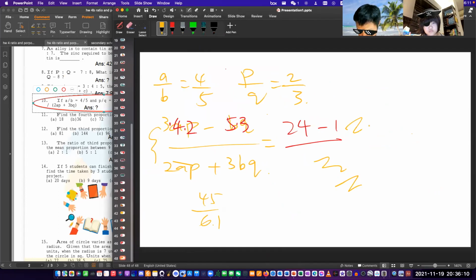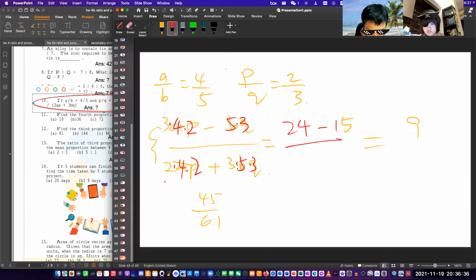Yeah. So you are supposed to get 15 above here. So above you should get 9. And then if you replace your A with 4, and then you replace the P with 2, and then the B with 5, the Q with 3 times. So this is going to be 16 plus 45. This is going to be 61. Yeah, so it's 9 to 61.